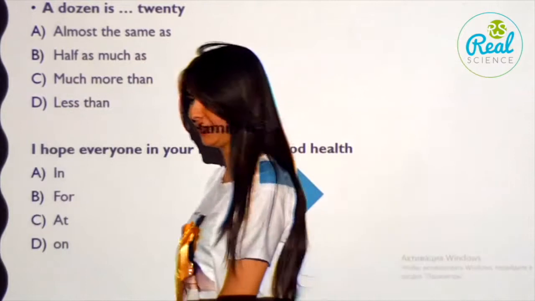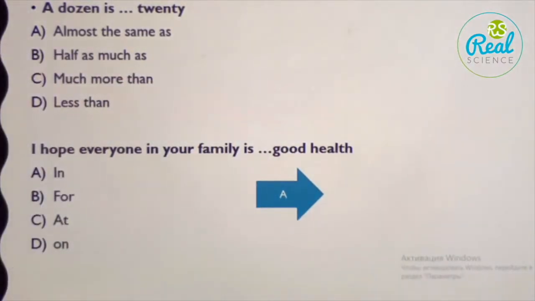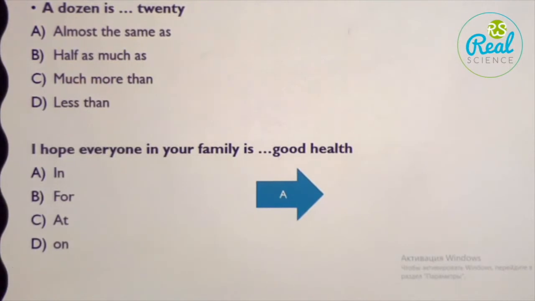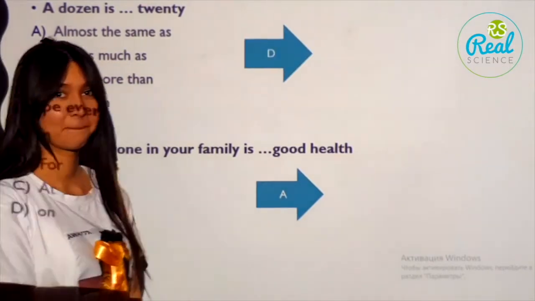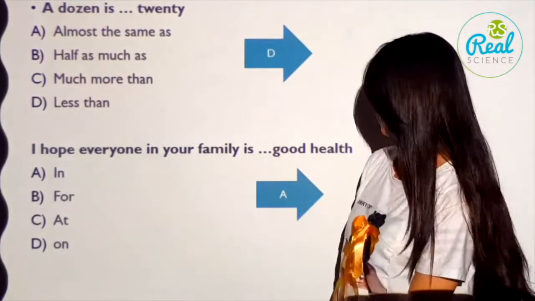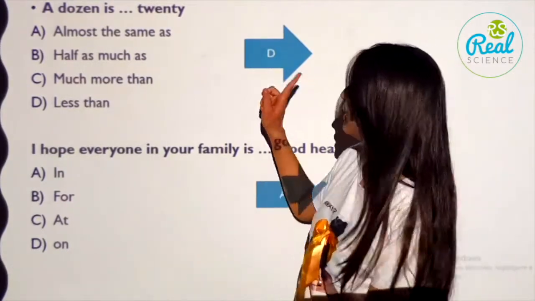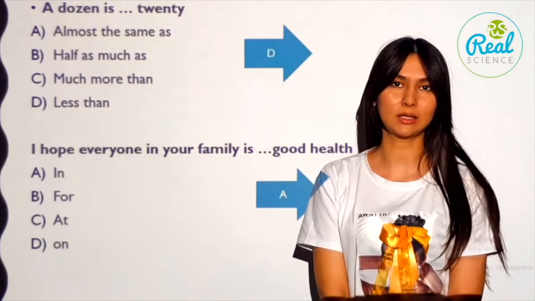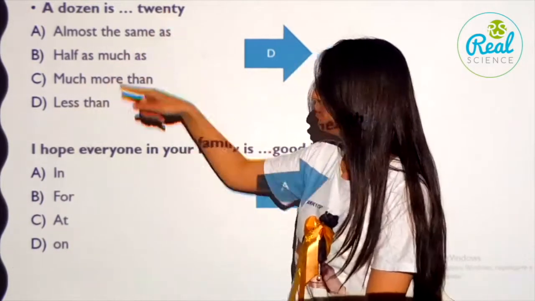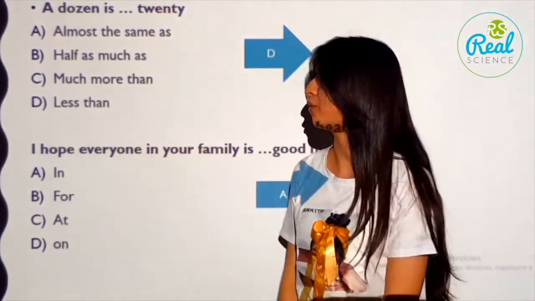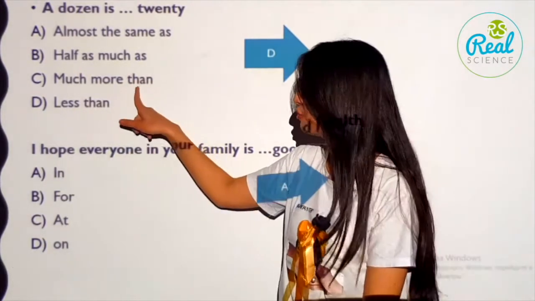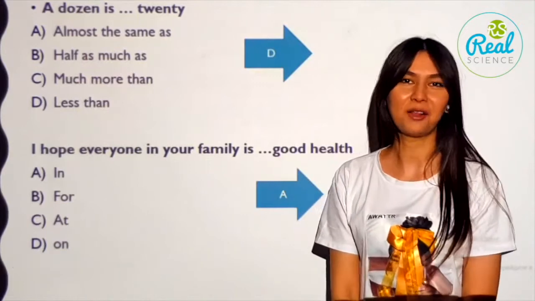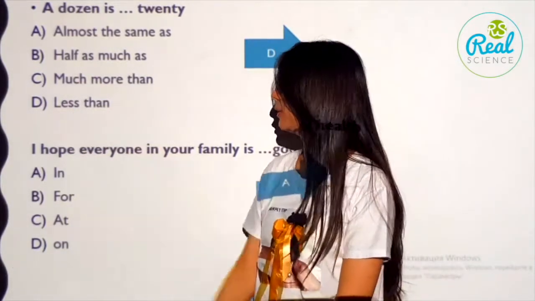Okay, what was it? B. Yusuf Bek says B, half as much as 20. Это будет 10, а не 11. D1. So the correct answer here is D. A dozen is less than 20. A dozen это значит 12, так? So it is less than 20. So the best option here is D1. It is not much more than, almost the same as, or half as much as. It is not half, okay? Yes. So less than 20.